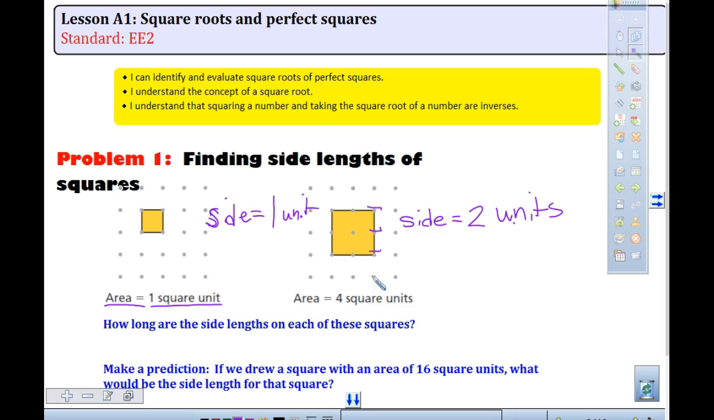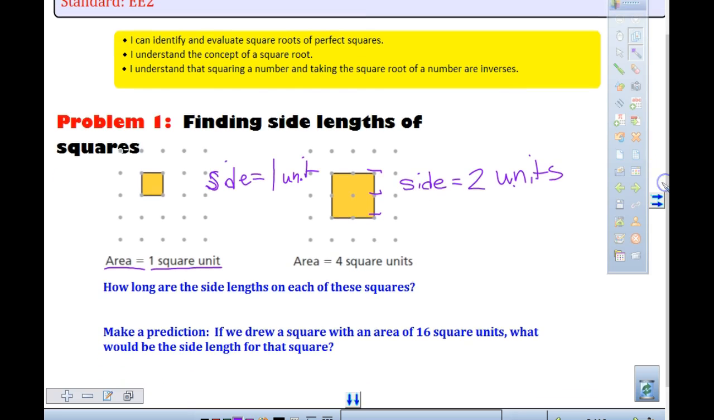So it says, how long are each of these sides? We've just answered that, right? Our sides were 1 unit and 2 units. So it says make a prediction. If I drew a square with an area of 16, what should the side length be? I want you to write that down right now.